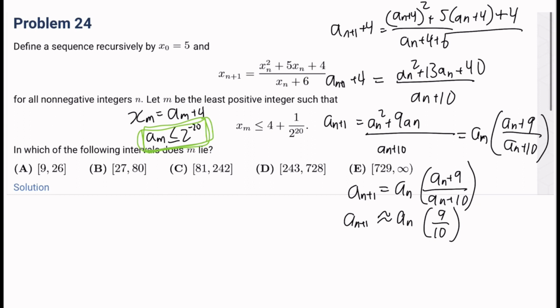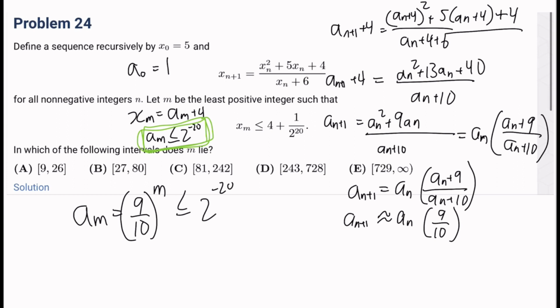Since x0 is 5, that means a0 is equal to 5 minus 4, and so a0 is 1, right? And since an plus 1 is an times 9 over 10, that means an is going to be equal to 9 over 10 to the nth power, right? But then we want am, so let's change this to m. So am is equal to 9 over 10 to the mth power, right? And then this has to be less than or equal to 2 to the negative 20th power, right?